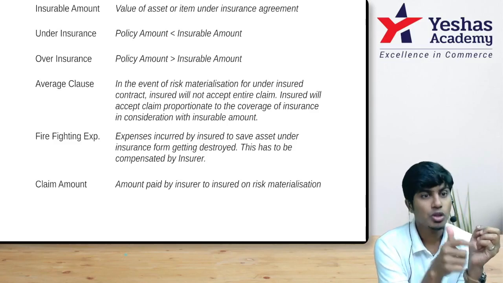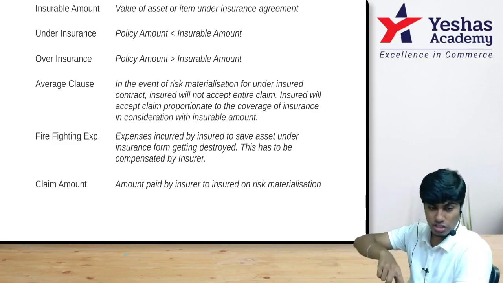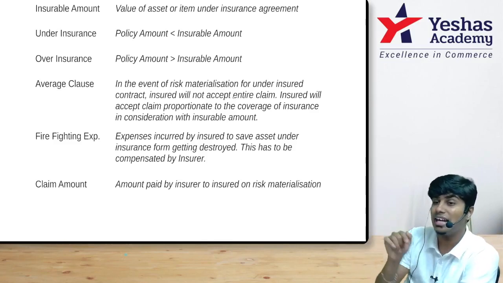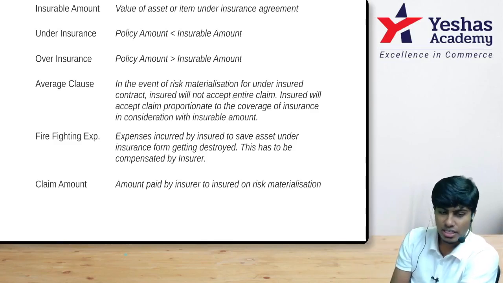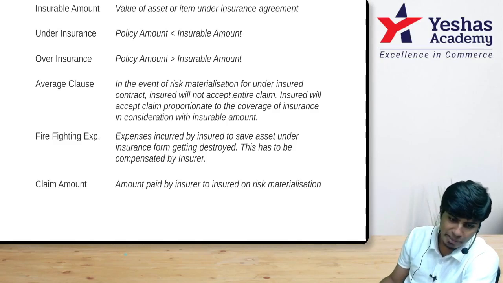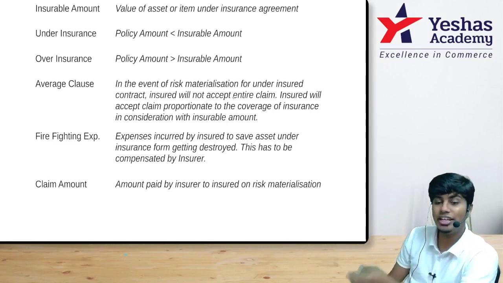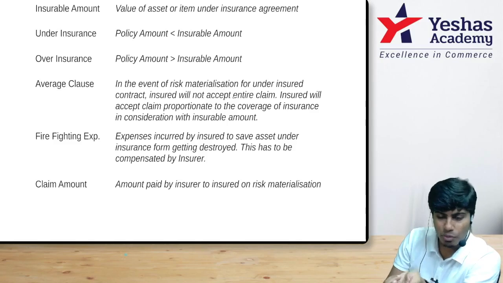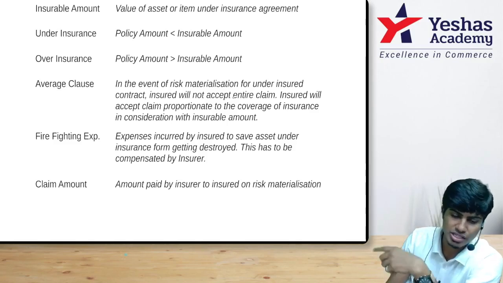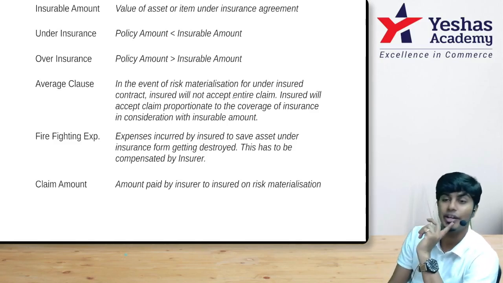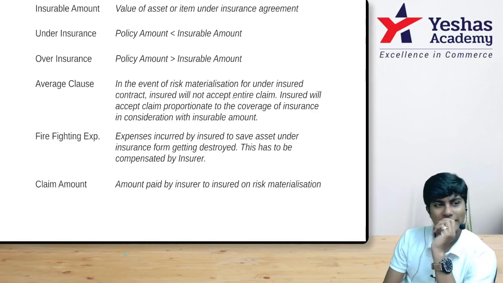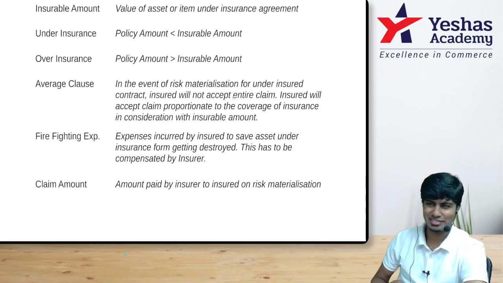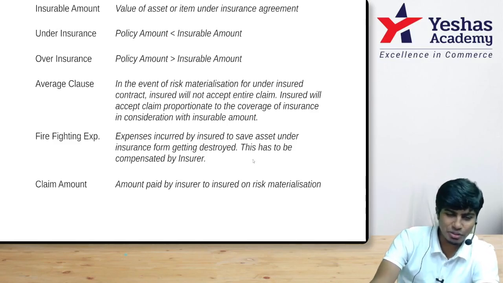Understood now? We'll apply this average clause only and only when there is under insurance. Are you getting this? Yeah, read that. The insurer will not accept the entire claim. The insured will accept a claim proportionate to the coverage of insurance in consideration with the insurable value. That is insurer, I will correct it. Got this? Yeah, at 2 o'clock in the night, guys, sometime around that. Come to the next one.